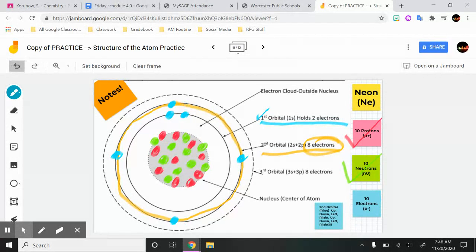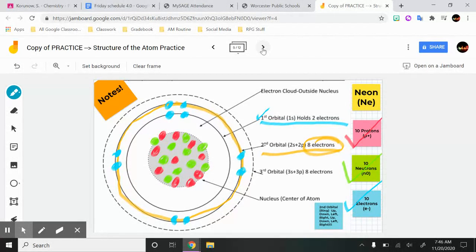I'm going to just go back. I'm going to undo my little circles. So I put my first 2 on my first ring, and then I follow the pattern. I have 8 left. So up, down, left, right, up, down, left, right. And now I have 10 electrons, so I stop. Okay? So we have put in our 10 electrons.